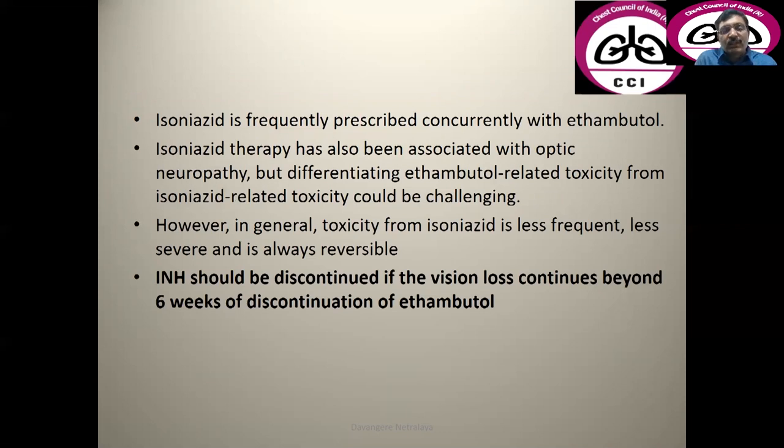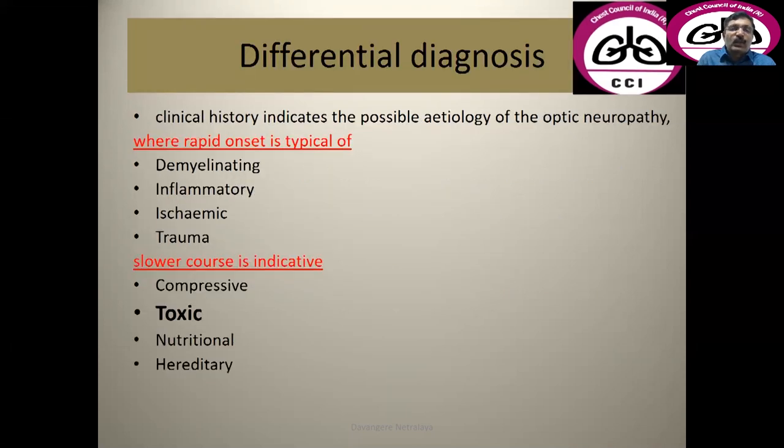INH is another drug which is frequently prescribed along with ethambutol in tuberculosis. INH therapy has also been associated with optic neuropathy, but sometimes it becomes difficult to differentiate toxicity resulting from INH from that due to ethambutol. However, toxicity resulting from INH is less frequent, less severe, and usually reversible. INH should be discontinued in a patient if the vision loss continues beyond 6 weeks after discontinuation of ethambutol.